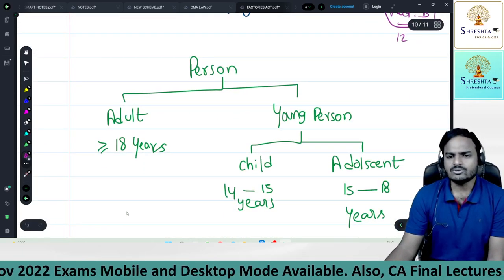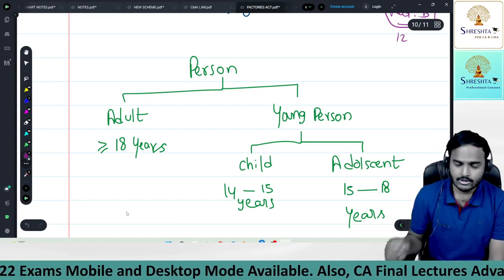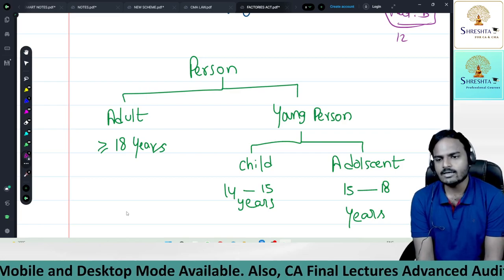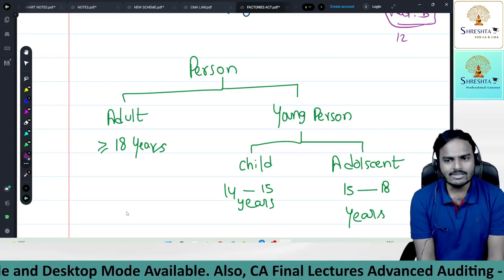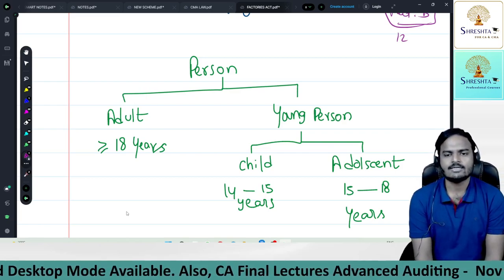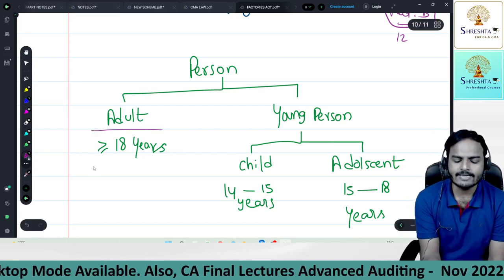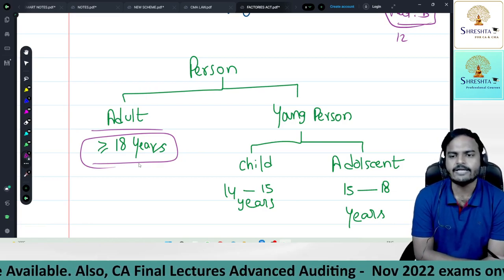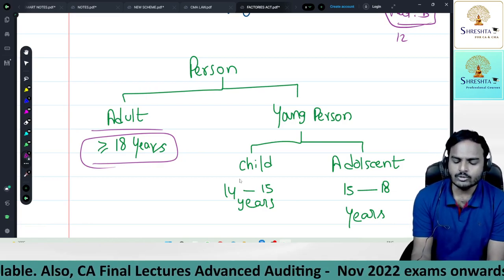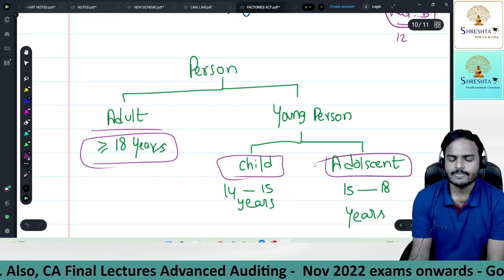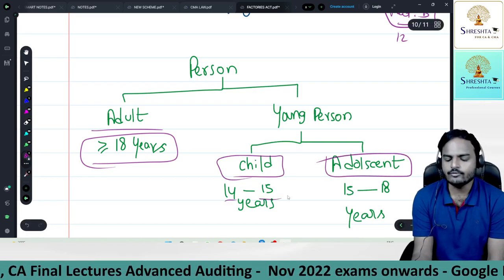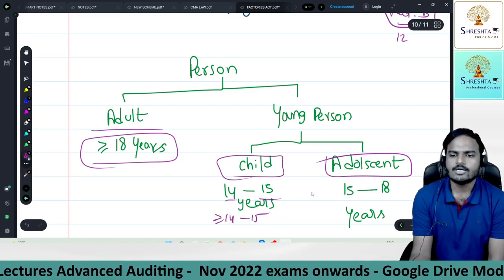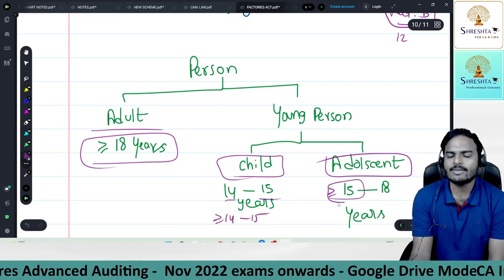Next one, ma'am. Coming to the person. Sometimes the worker is an adult, a child, or an adolescent. So who is an adult, who is a child, who is an adolescent? Adult means one who has attained the age of 18 years. Young person is again of two types, child and adolescent. A child is one who has completed 14 years but not 15 years. One who has completed 15 years, we call an adolescent.